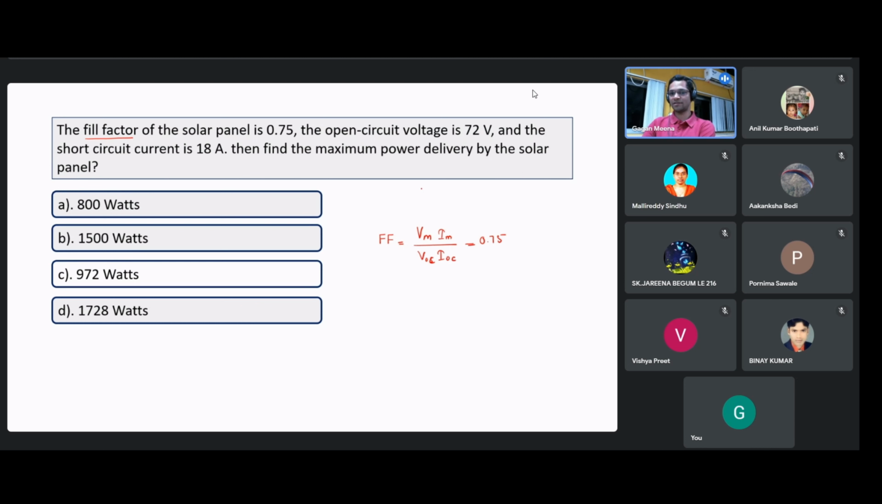We want to calculate the maximum power delivered. So we know that maximum power will be Vm Im. So Pm is 0.75 times VOC times IOC. And this comes out to be, anyone who has calculated this value? Quickly calculate this. What will be the value of the maximum power? This is very simple. It is 972 watts. 972. Correct.